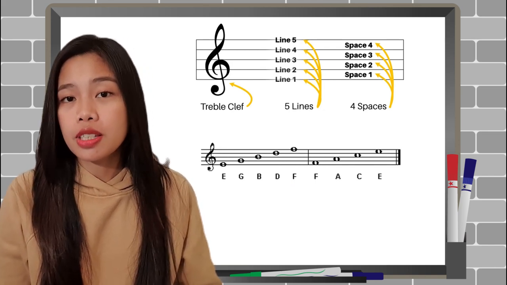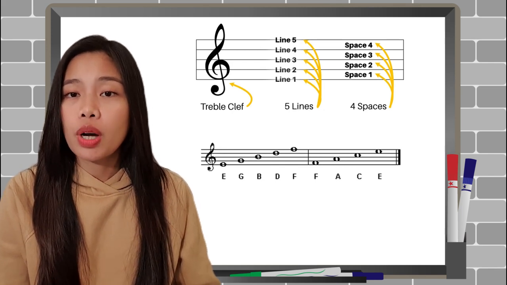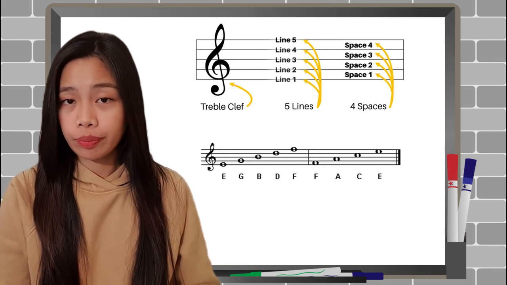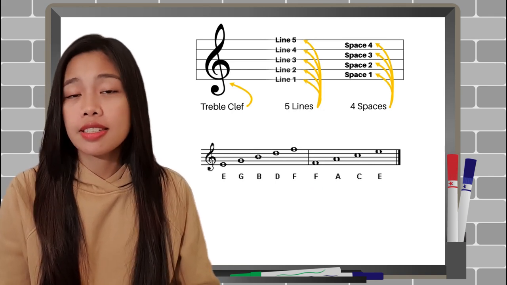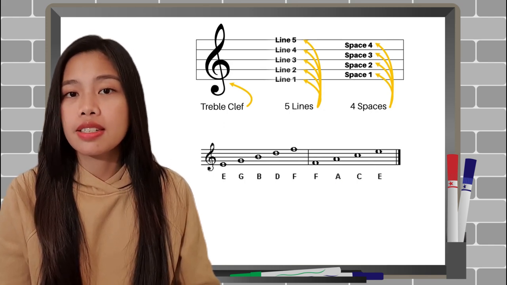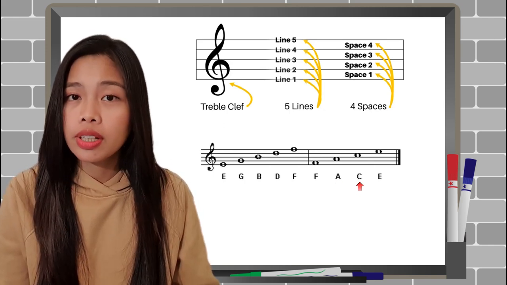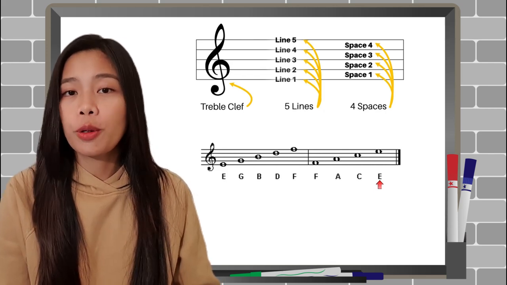Now what about the spaces? The first space on the bottom part is what we call the low F or Fa. The second space is the A or La. The third space is the high C or Do. And the fourth space is the high E or Mi.